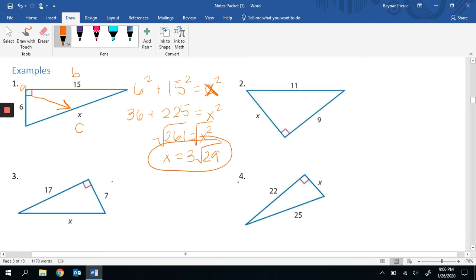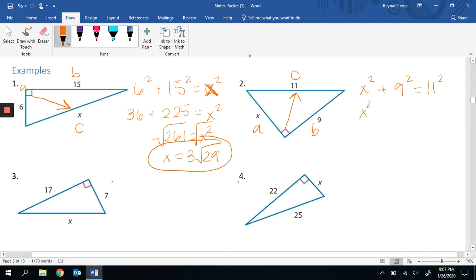Okay, example number 2 here. Again, I like picking out that C side first. It's always opposite the right angle. Okay, so 11 is my C value. It does not matter which I make A and which I make B after that. Substitute X in for A, 9 in for B, and 11 in for C.